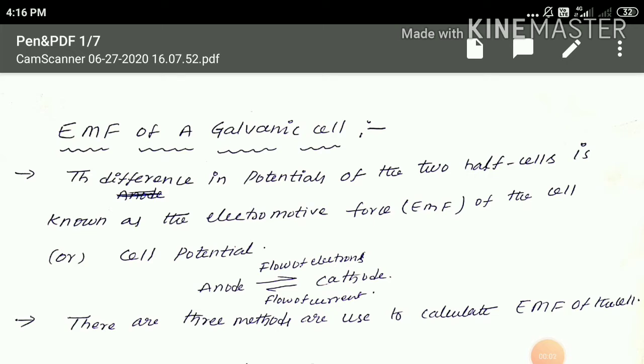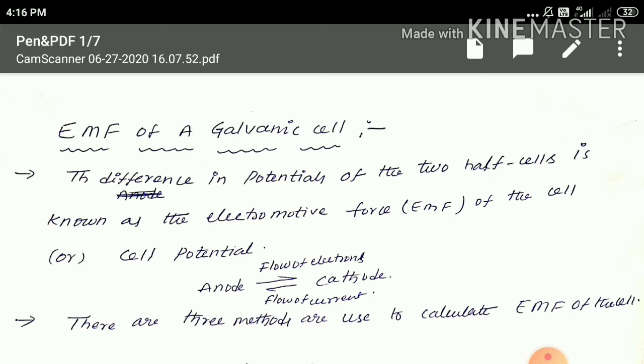Dear students, in the previous class we discussed standard hydrogen electrode potential. So today we are going to discuss the measurement of the remaining unknown electrode potentials with the help of the standard hydrogen electrode. Before going to explain the topic, we are going to see the EMF of a galvanic cell.